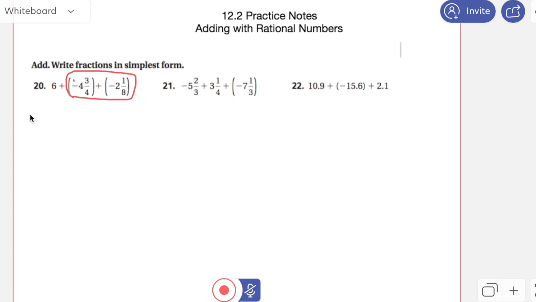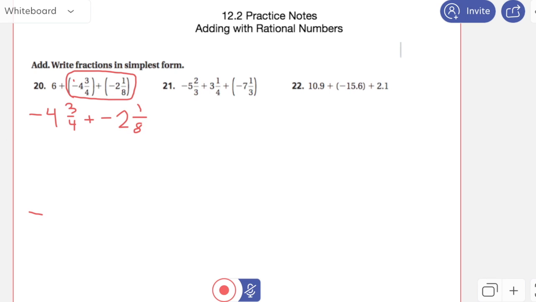So right now I can say I have a negative 4 3/4 plus a negative 2 1/8. Now really what's happening is when I add two negatives, I know my answer will be negative, and then I can add like normal. So now I can add 4 3/4 plus 2 1/8 without having to worry about my negative signs. I already took care of that.